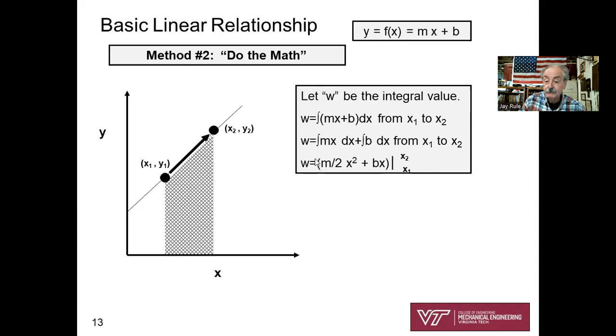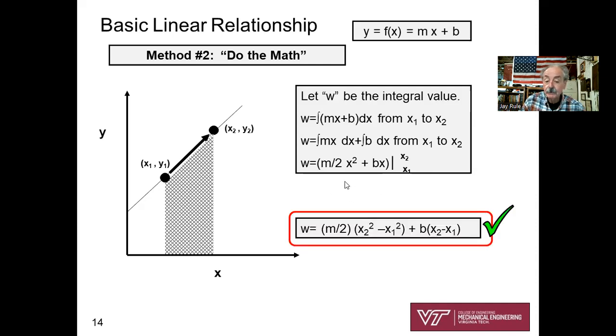Okay, so there's my next step. Now I'm going to do the math. So my first term is m over 2 times the quantity x2 squared minus x1 squared, evaluating between the limits, plus the second term, b, evaluate x from the limits, x2 minus x1, and there's going to be my result. Okay, so that's doing the math.